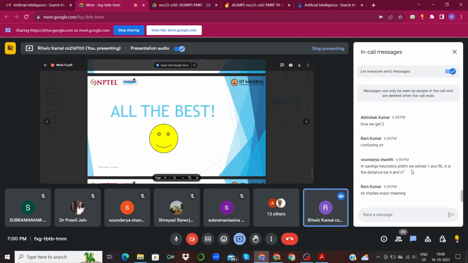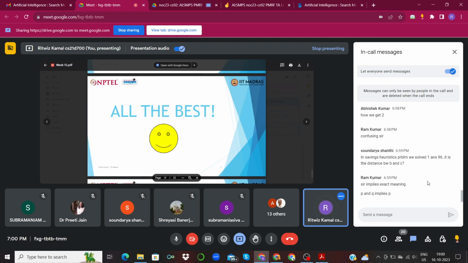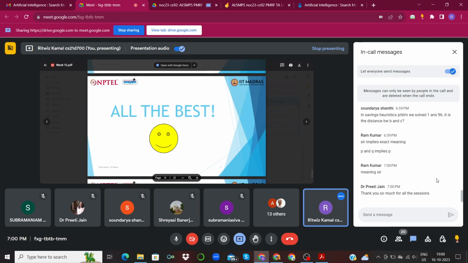All right then. So yeah, that brings us to an end of the questions. And also, yeah, Ram, that is correct. P and Q implies P, which basically means that both P and Q are true. So P itself will also be true. Right? That is what is meant by P and Q implies P.